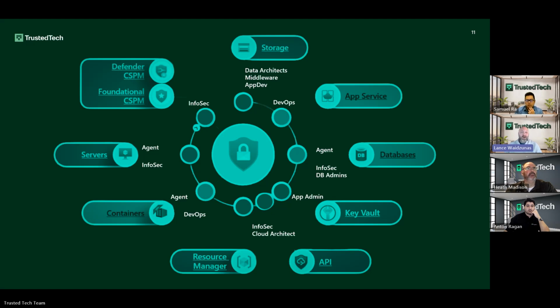So obviously we've talked about security posture management, and there's two flavors of that. There's Defender CSPM and Foundational CSPM. Really cool thing, Microsoft gives the foundational cloud security posture management away for free. So you can do basic assessment of your resources in Azure without any extra cost built into it, which is really nice. But then as needed, you can add on services in Defender for Cloud.